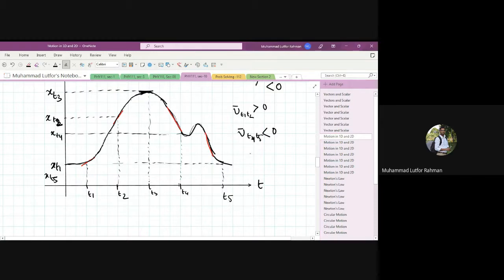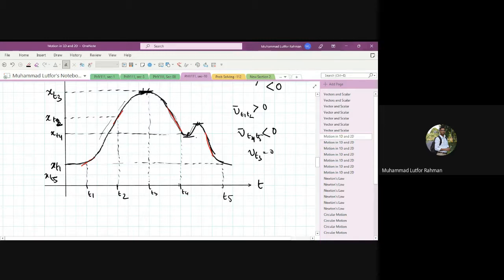Definitely the slope at the point t3 is going to be 0, so the instantaneous velocity at this point is also going to be 0. Now, what is the physical significance of this? In this region, you are moving towards the positive direction. In this region, you are moving in the negative direction. When your slope is negative, you are moving in the opposite direction to the one you take as positive.